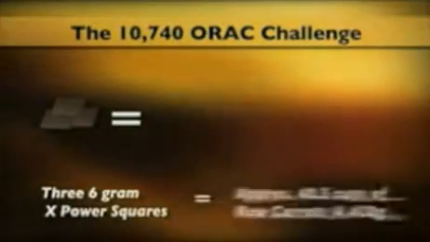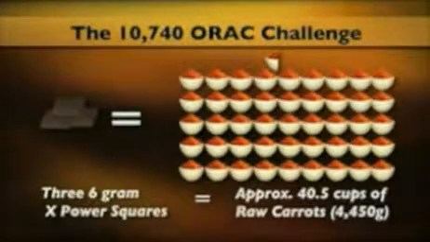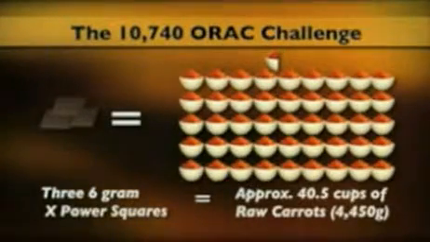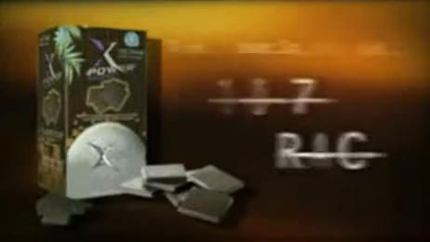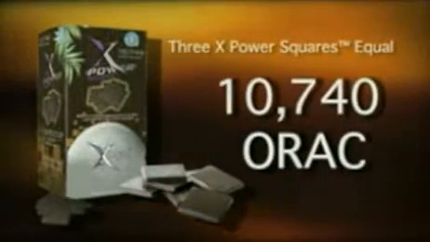Or you would have to consume 40.5 cups of raw carrots to get the same value that you get from consuming 3 of the X power squares. 3 of the X power squares gives you an ORAC value of 10,740, and it's very, very easy to eat.